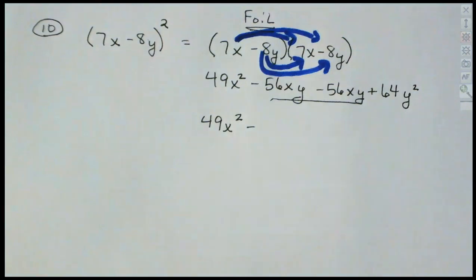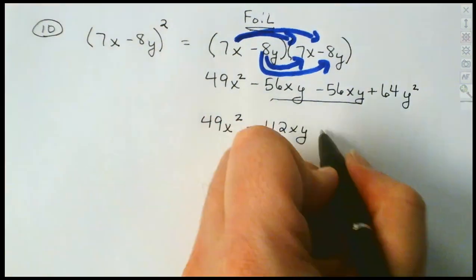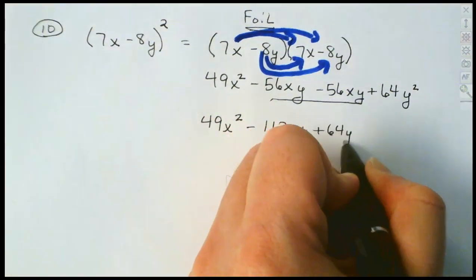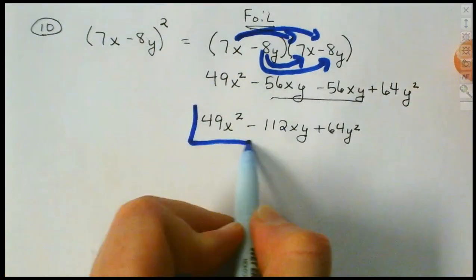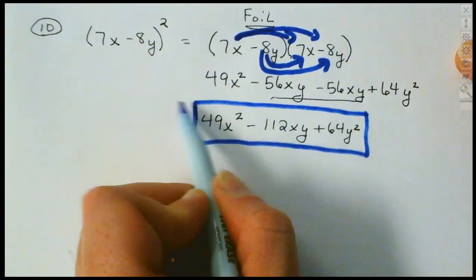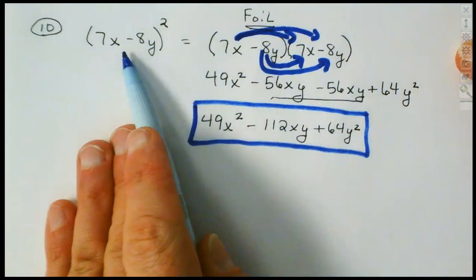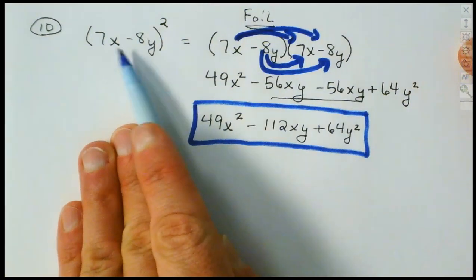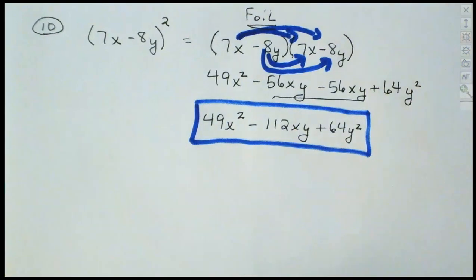Let me double check though. I always like to use a calculator and double check. Yep, minus 112 xy plus 64 y squared. Now, if you just try to square the first and square the last, see, you would miss the middle. So on this type of problem, what do we do? Write it out twice and FOIL. Not difficult at all. But we need to make sure that you do that.